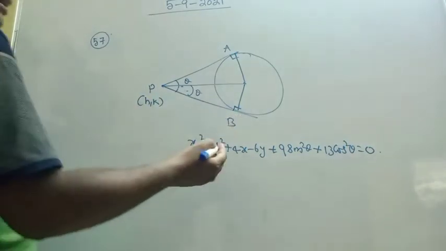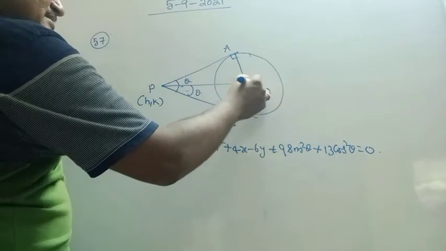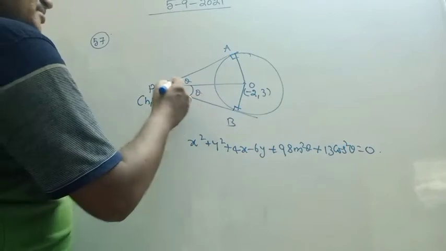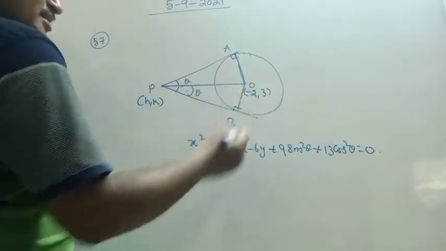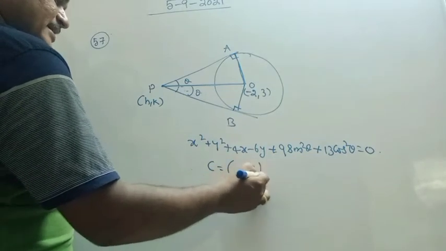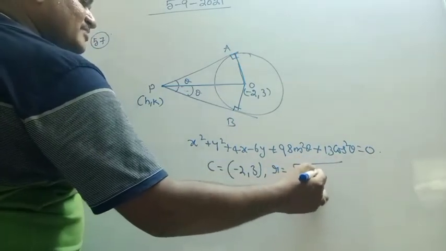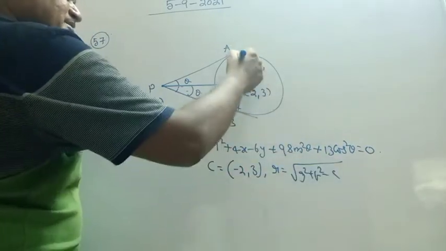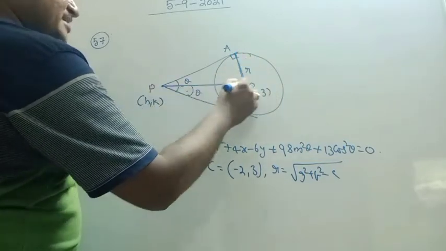From this you can get the center. The center is nothing but minus 2 comma 3. You see, my dear students, from this you will get the radius also. The radius is nothing but root over g square plus f square minus c. That means we know the radius here, we know the center, and you can find the distance between them.